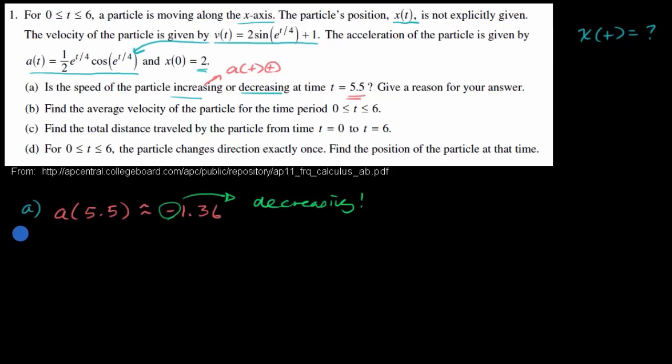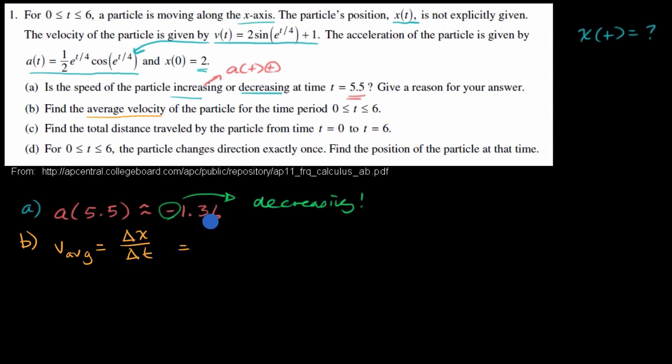All right, let's do part B now. It says find the average velocity of the particle for the time period from t0 is less than or equal to t is less than or equal to 6. So let's just remind ourselves, our average velocity is going to be our change in position divided by our change in time. Now, what is going to be our change in position?